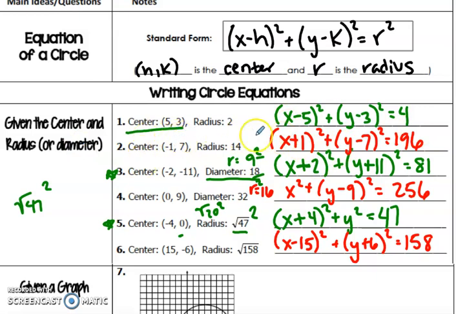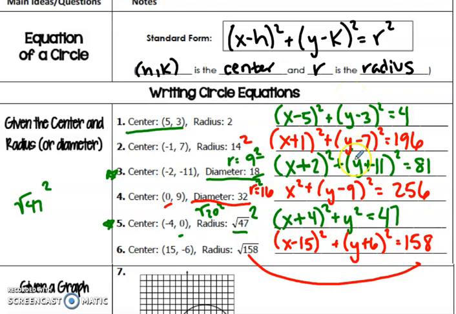So I changed my signs when I wrote them in the equation, put the squares, and then radius squared, 14 squared gives you 196. Over here you did have to find the radius first. So if the diameter is 32, the radius is 16. So 16 squared gives you 256. Again, you don't have to have a 0 with this first term. And then lastly, if you square the square root of 158, it would just give you 158. And so that is the equation of a circle.